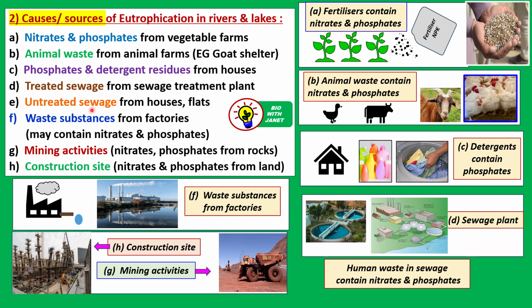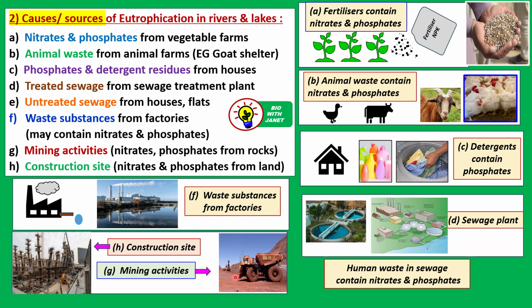So next, treated sewage from sewage treatment plants. As we said, the human waste in the sewage contains nitrates and phosphates, just like animal waste. Next, waste substances from factories. So some factories may produce waste substances that contain nitrates and phosphates, such as the fertilizer factories that produce fertilizers, right? Then next, mining activities.